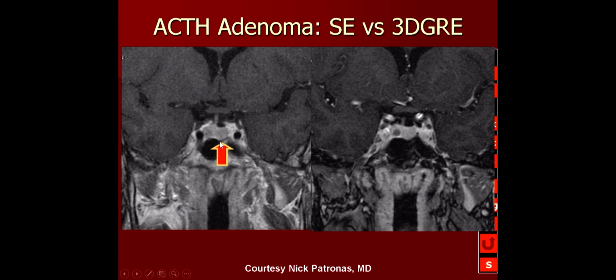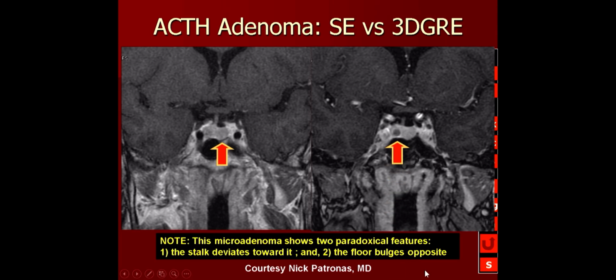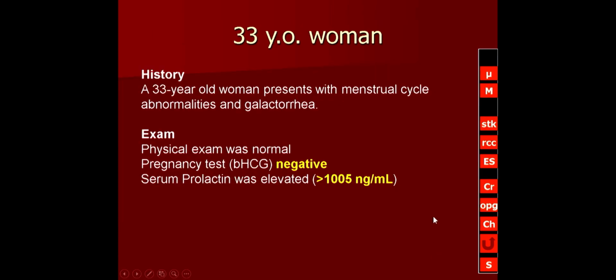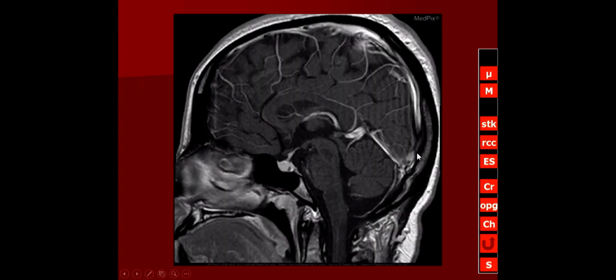showed what appeared to be the classic signs of depression of the floor and deviation of the stalk away from something that appeared to be hypoenhancing, and then a repeat scan showed exactly the opposite. This was actually the microadenoma, surgically proven in this patient, not this area over here. So you have to be very careful in using your technique when you think the patient has a microadenoma and you're struggling to find it. Very, very important.